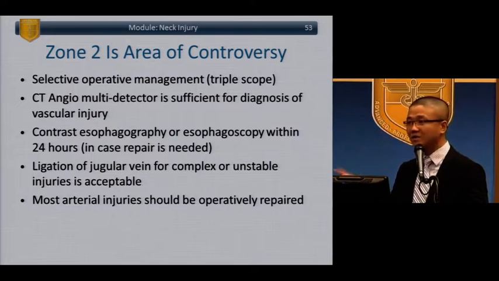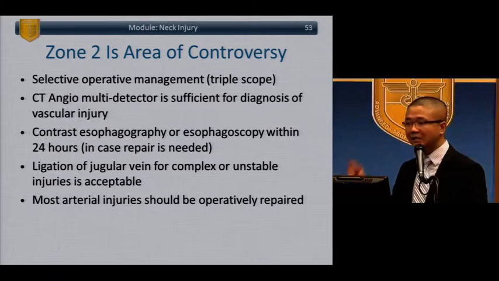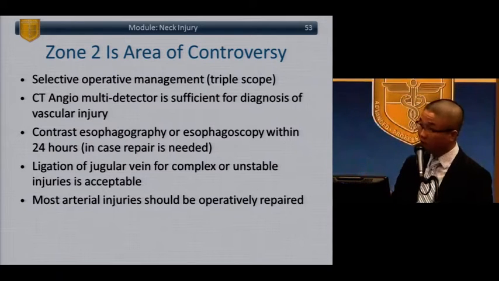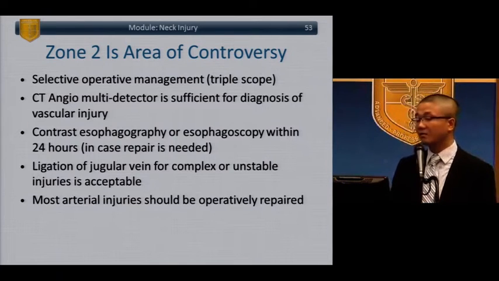The standard now, particularly in somebody with no hard signs of penetrating neck injury, is that you should be selective about invasive procedures. Even though it's a surgical examination, the answer is always going to be to choose the least invasive study that's going to get the job done. CTA over operative angio. Ligation of the jugular vein for complex or unstable injuries is totally acceptable. Most arteries, though, should be repaired. It's generally ill-advised to tie off a carotid, although it has been done.